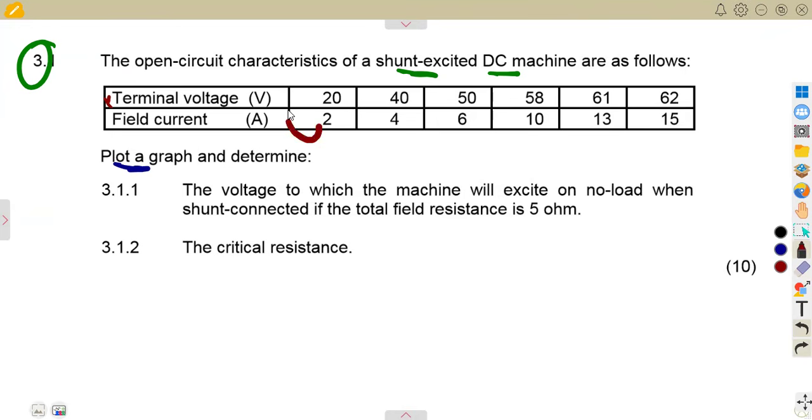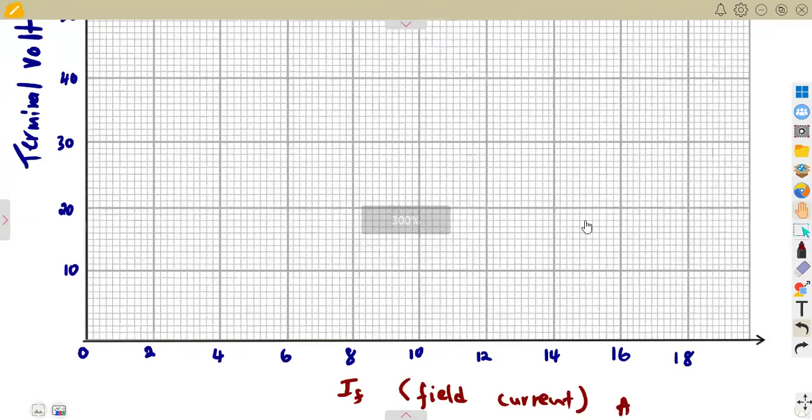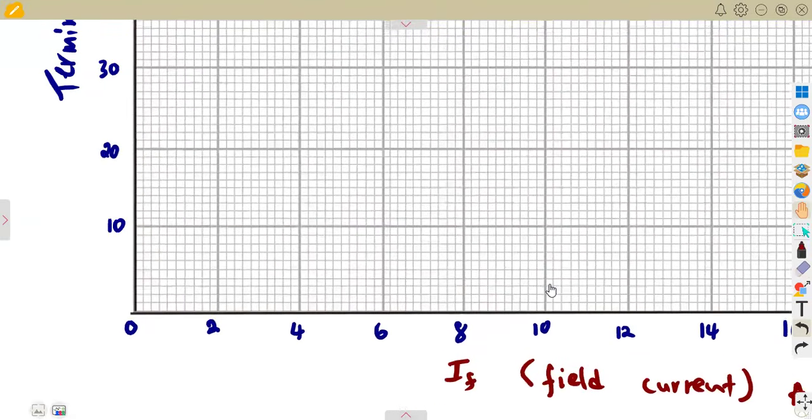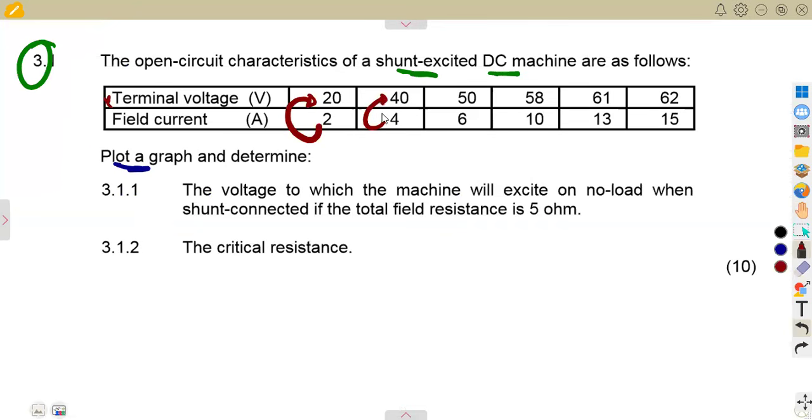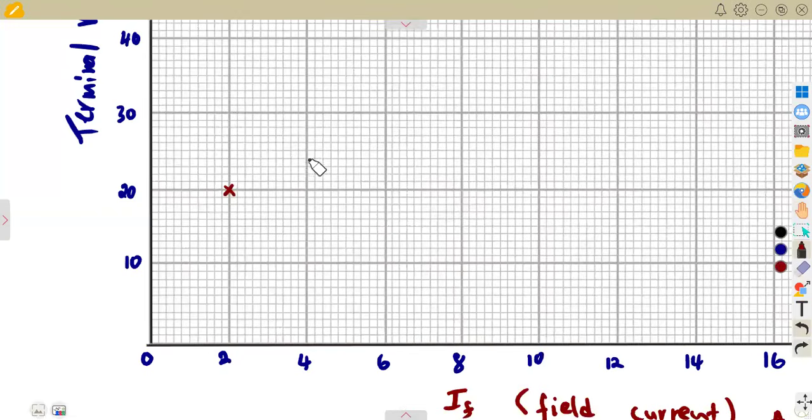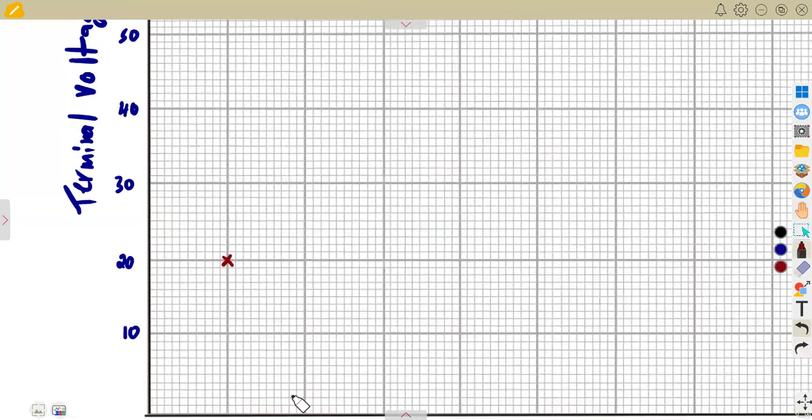It's 2 versus 20: 2 on the current versus 20 on the voltage. So the current is 2, then that is 20. As we can see, guys, the point 2, 20 is clearly presented. The current is 2. The voltage is 20. You mark your point where they meet. So that is it, guys. You're going to mark 4 versus 40 and so on. When the field current is 4 versus 40, mark your point.